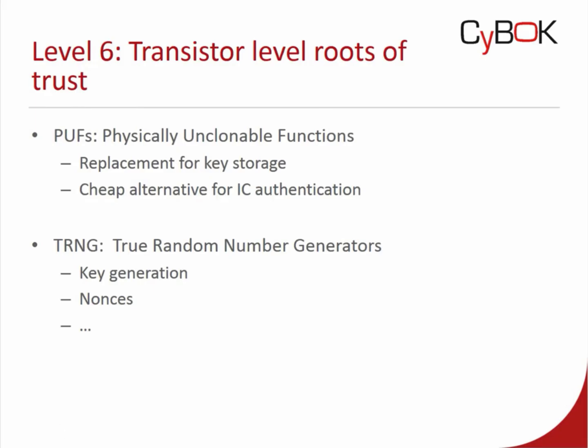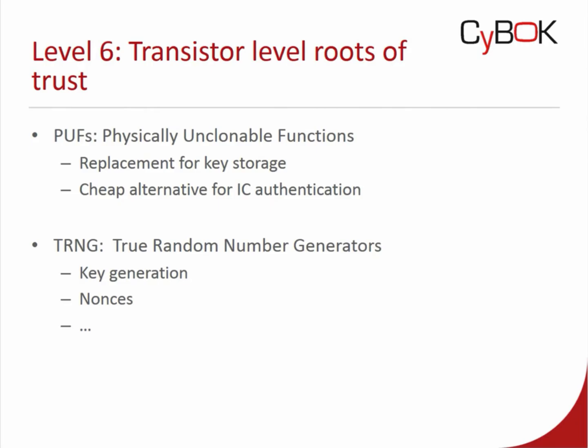Which brings me to my lowest level, close to the transistors and the technology. There I want to illustrate this with two body of knowledge topics. One is called PUFs, physically unclonable functions, and the other is called TRNGs, or true random number generators. PUFs have been promised as a replacement for key storage. They're also being promised as a cheap alternative for IC authentication. Random numbers are used for key generation, nonces, to introduce freshness in your design, for instance, to apply for the masking schemes, and so on.